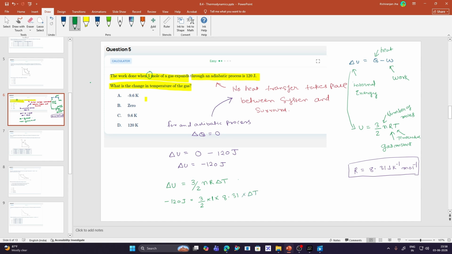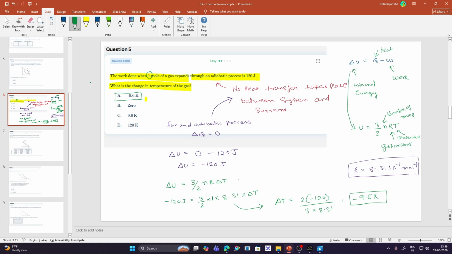If we rearrange this equation, we get delta T as 2 times minus 120 divided by 3 times 8.31, which gives us the value of minus 9.6 Kelvin. So from this, it is clear that the correct answer is minus 9.6 Kelvin.